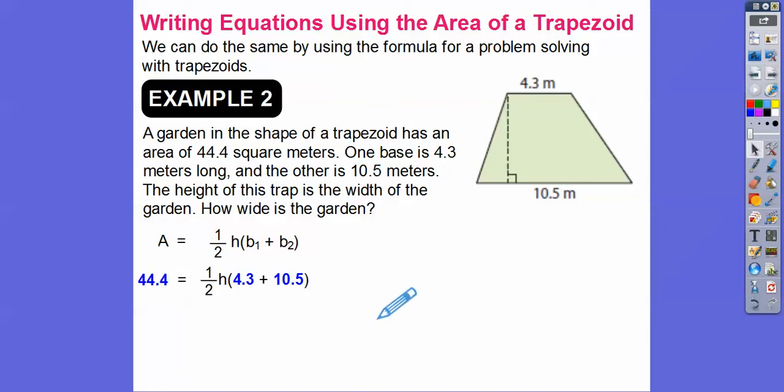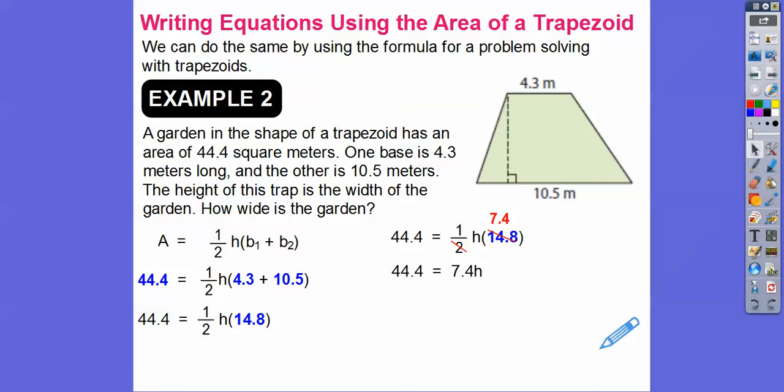Order of operations says we have to add these parentheses first. Adding 4.3 and 10.5 gets us 14.8. Now I'm going to multiply both sides by 2, or no, I'm sorry. Since 14.8 is an even number, we can take half of 14.8. I was going to multiply by 2 and get rid of the fraction, but this is cool too. 2 goes into 14 7 times, into 8 4 times, so 7.4.